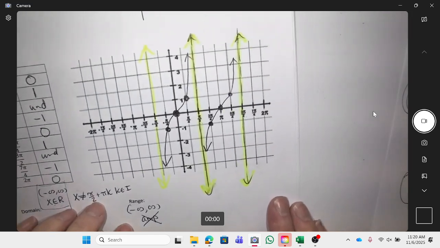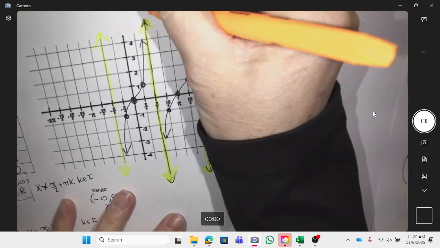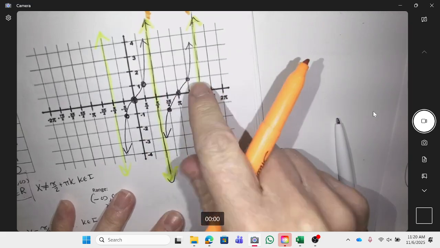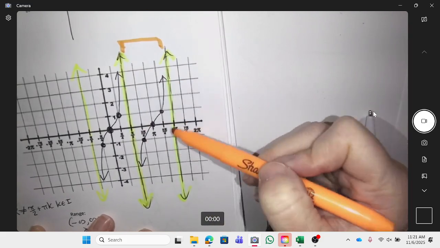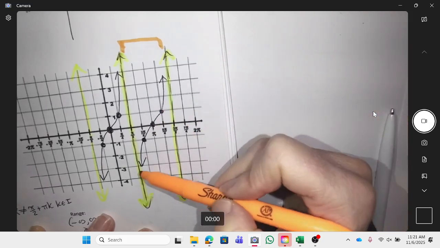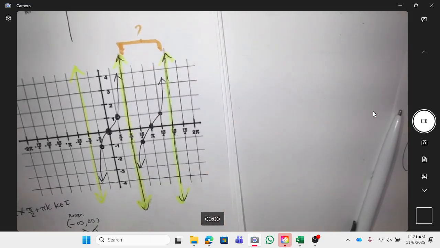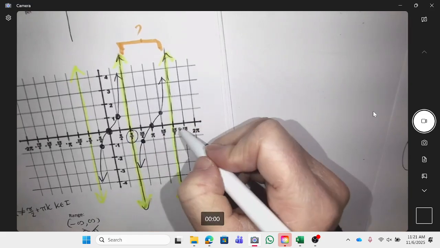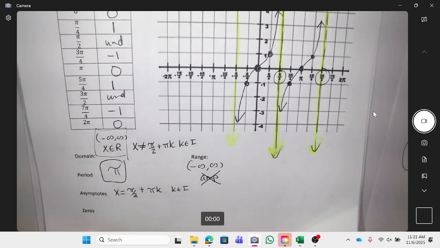Okay, so now a period is repeating a cycle. So would we agree that this is a cycle of movement from here to here? Because after this asymptote, I repeat again. So I do something and then I repeat. So what is the distance it takes to go from here to here? Pi. Okay, this is pi over 2, 3 pi over 2, so it only takes me a pi.